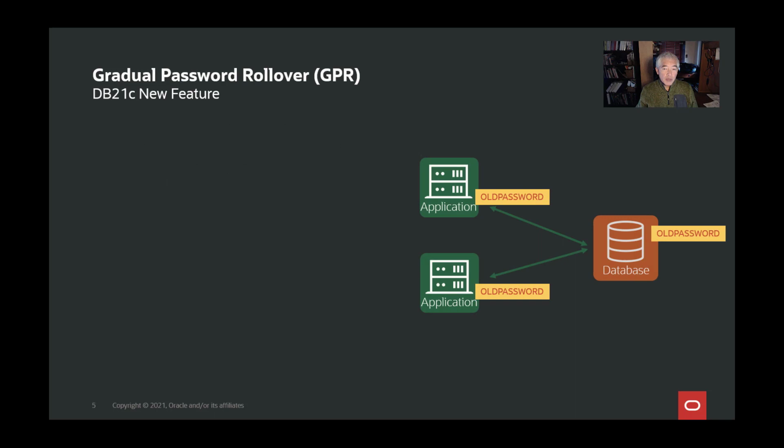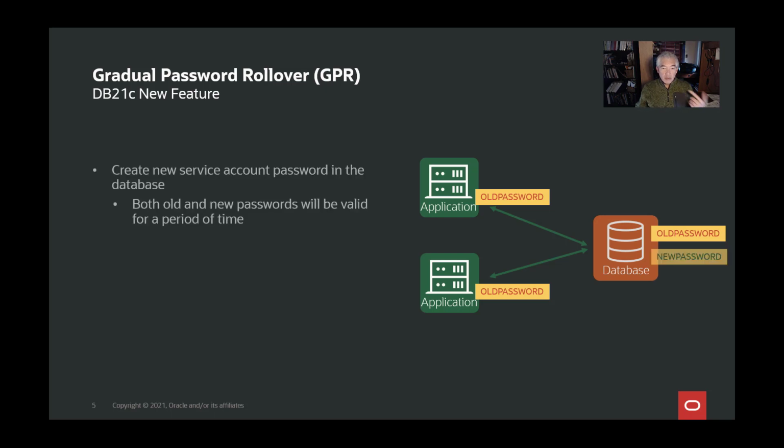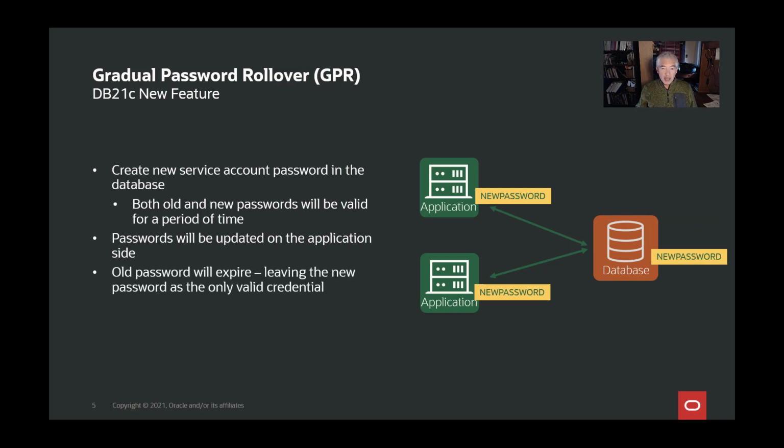The new Database 21c feature, called Gradual Password Rollover, or GPR for short, allows a customer to create a new password for the application and still allow the old password to work. During the rollover period, both passwords are allowed, allowing time for applications to change the passwords, and when all the passwords have been changed, the old password will expire and only the new password will be allowed.